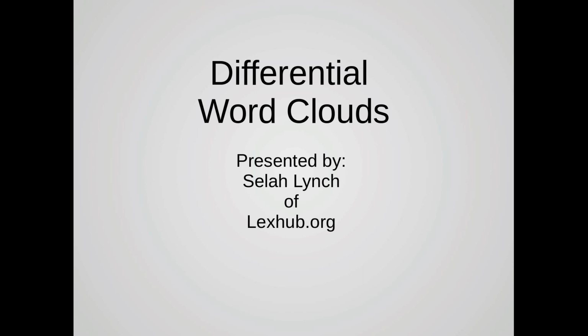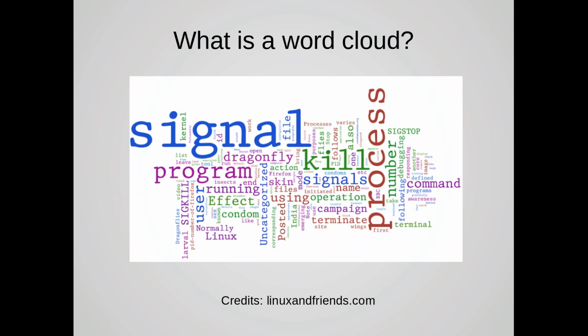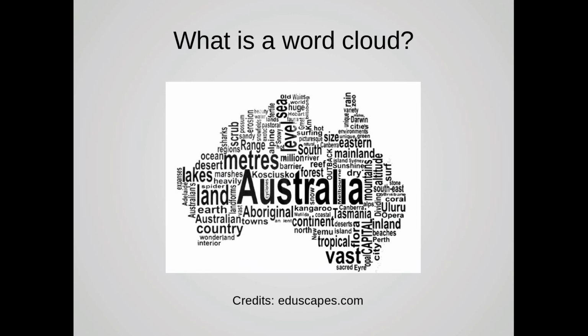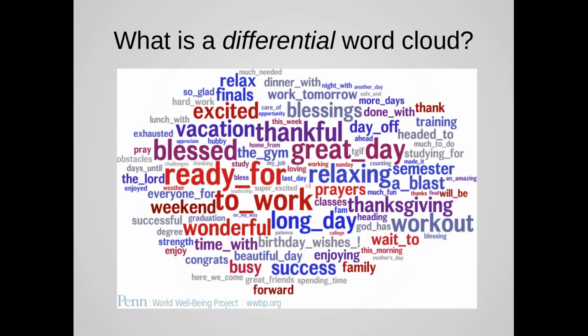First, let's answer, what is a word cloud? A word cloud is a concept used throughout the internet. A word cloud is an image consisting of words of varying sizes and colors that is meant to capture the essence of a subject area. A differential word cloud is a specific form of word cloud. It is created through the process of differential language analysis, or DLA, which was developed by the World Well-Being Project, who sponsor this site.